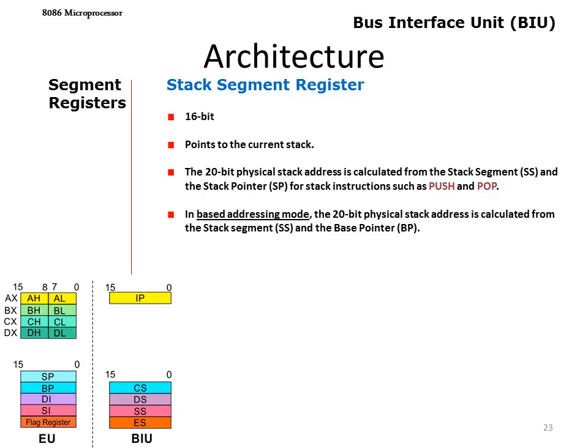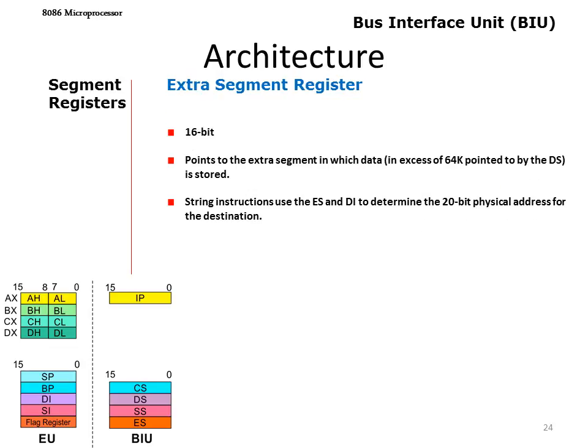This is the architecture of the 8086 microprocessor. The total architecture is divided into two units, bus interface unit and execution unit. Bus interface unit consists of address generation. Extra segment register is a 16-bit register which points to the extra segment in which data is stored.